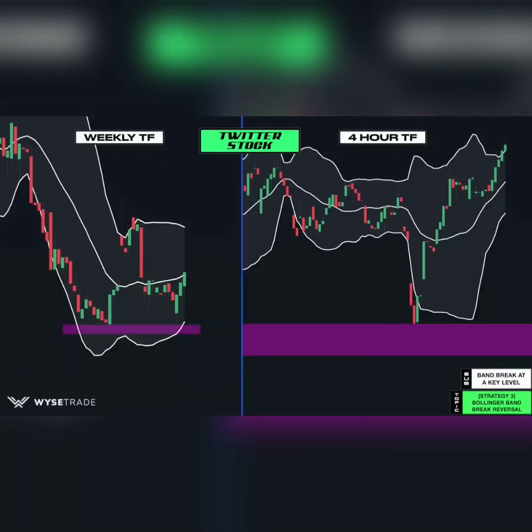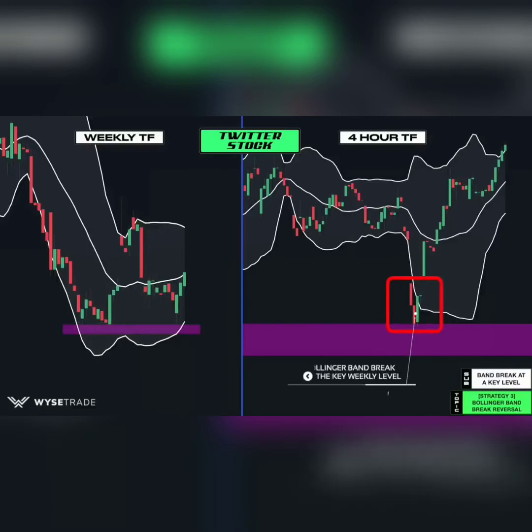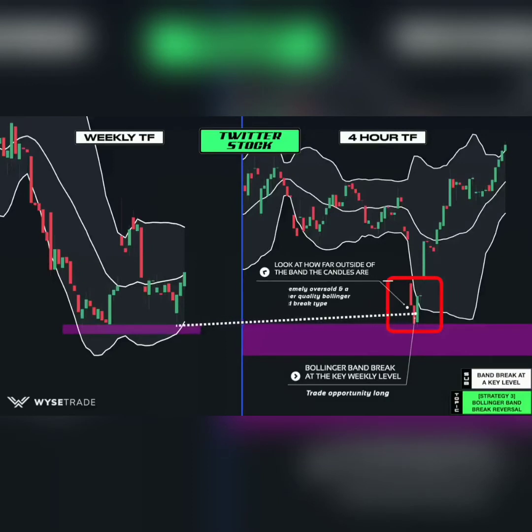You then had a perfect Bollinger Band break right at the very key weekly level, which presented a long trade opportunity. Also, notice how far outside the bands the candles are. Then, once you had an intraday trend change confirmation, you would use our entry and exit strategy for a quick long trade. Now, going in the opposite direction, in an uptrend.